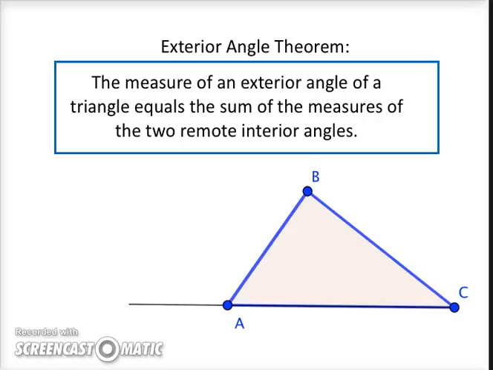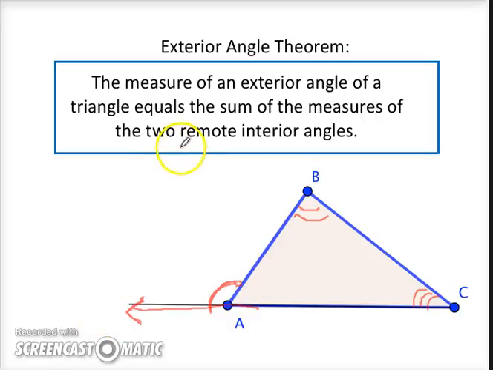The exterior angle theorem might be a little more unfamiliar to you. It says the measure of an exterior angle of a triangle equals the sum of the measures of the two remote interior angles. So an exterior angle is formed when we extend one of the sides of the triangle and we look at the angle that's outside of the triangle along that same line or ray.